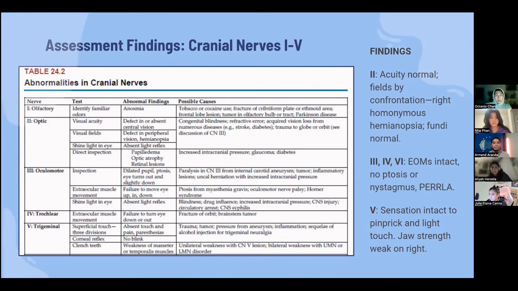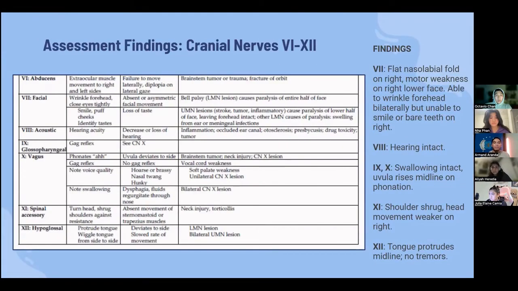Next slide. From looking at nerve 7, the nurse noticed that JT's right nasolabial fold was flat, meaning that his facial muscles are flaccid, such as in that facial droop, and he could not produce proper movement. So he was able to wrinkle his forehead bilaterally, but he was unable to smile or bare his teeth on the right side. We also found that his head movement was more diminished on that right side. Now, that's it for JT, right?